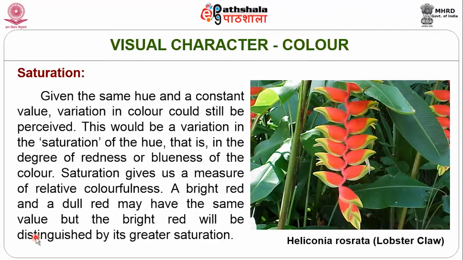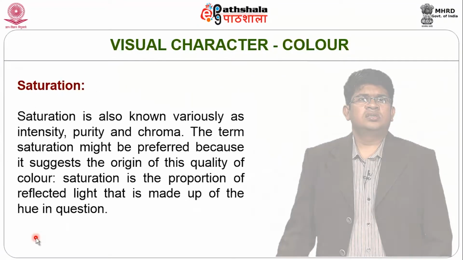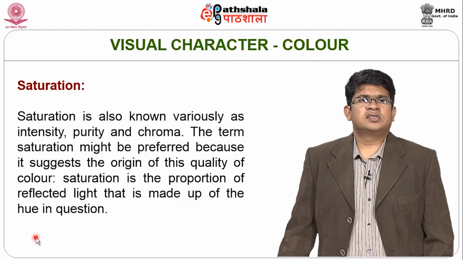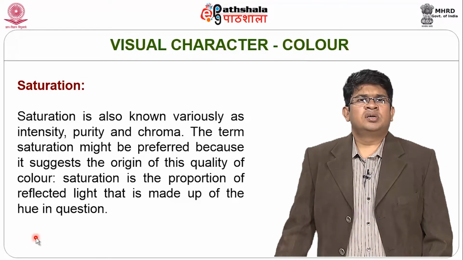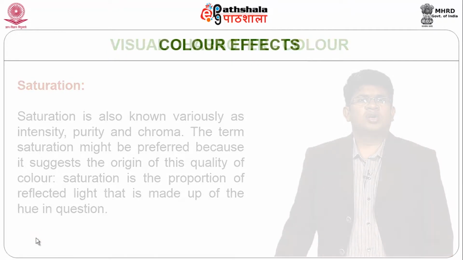A bright red and a dull red may have the same value, but the bright red will be distinguished by its greater saturation. So, higher saturation for a bright red, a lower saturation value for the dull red as such. So, it is also known as intensity, the purity or the chroma. The term saturation might be preferred because it suggests the origin of the quality of the color. So, it is important how we understand.